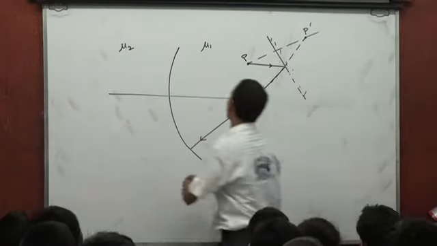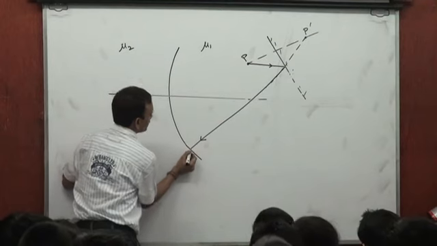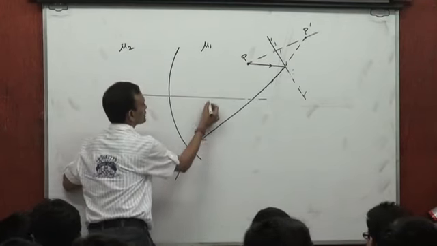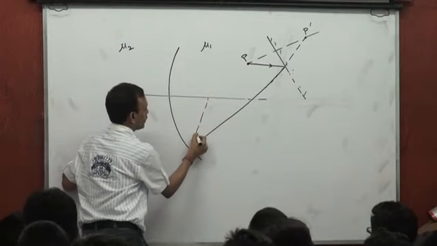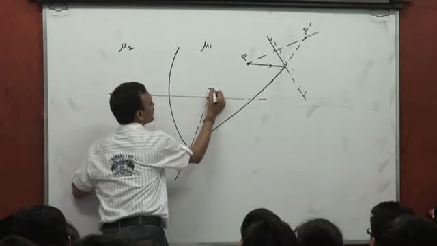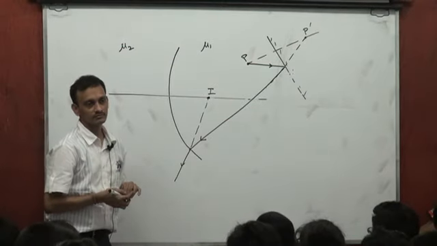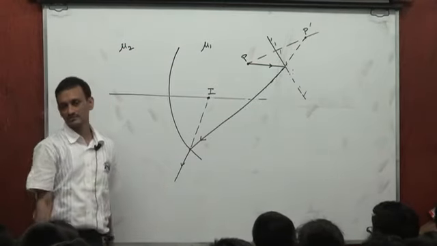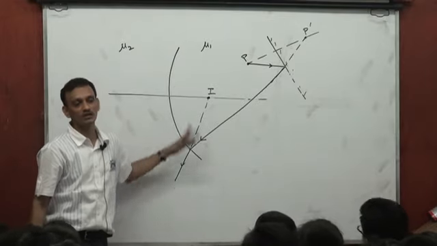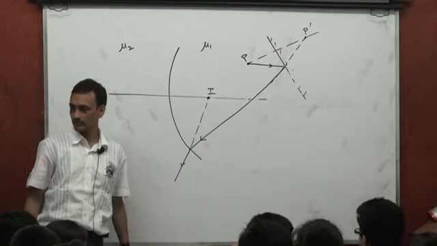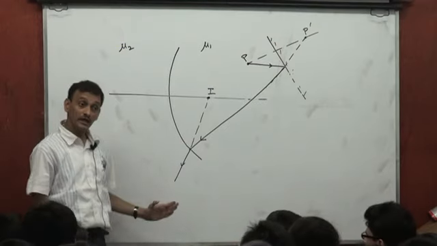No, it could have been formed anywhere depending on the surface. We could have had, for example, a refraction of this kind, and the image could have been formed here. It could have been anywhere, depending on the nature of the surface, the distances involved, etc.